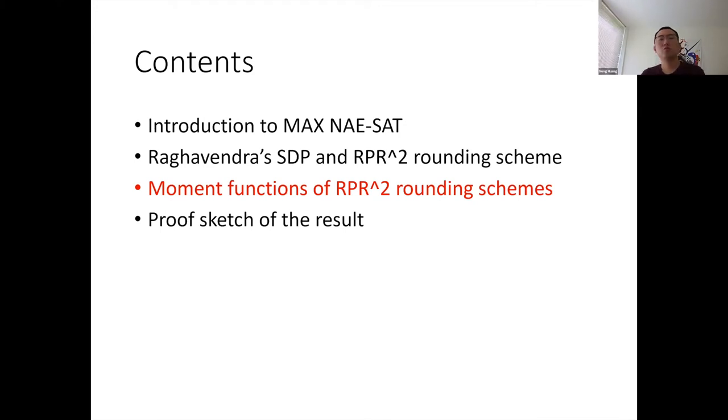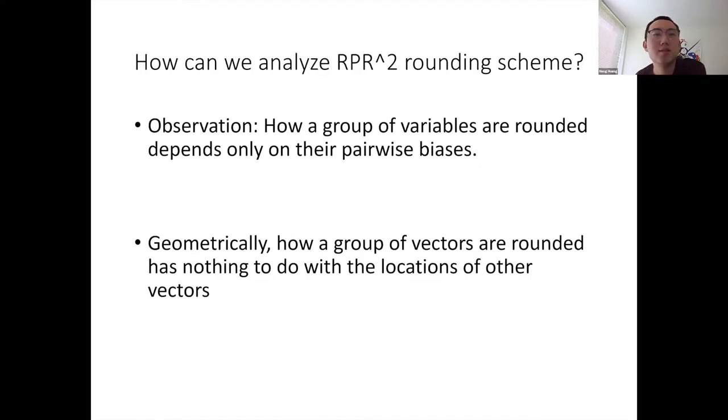So now let's move on to the moment functions of RBR squared rounding schemes. How can we analyze an RBR squared rounding scheme? One observation is that how a group of variables are rounded depends only on their pairwise biases. Or if we view this geometrically, how a group of vectors are rounded has nothing to do with the locations of other vectors. It's determined only by the relative locations of these vectors, and that's given by these pairwise biases.